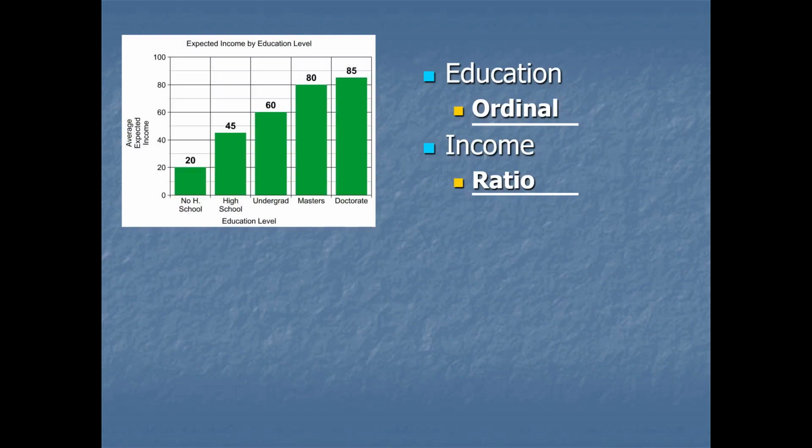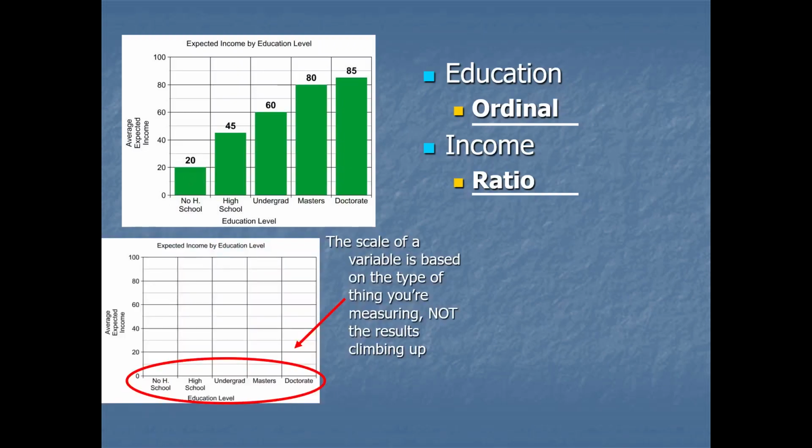Now, I do want to point out something important here. Don't get confused by the fact that each of these bars gets higher in the example I've shown here in this particular data. I just made up these numbers. Again, it's totally fake. But the numbers could have come out differently, and it still would be an ordinal variable. So the scale of the variable has nothing to do with how your results turned out. The scale of a variable is based on the way you're measuring a thing.